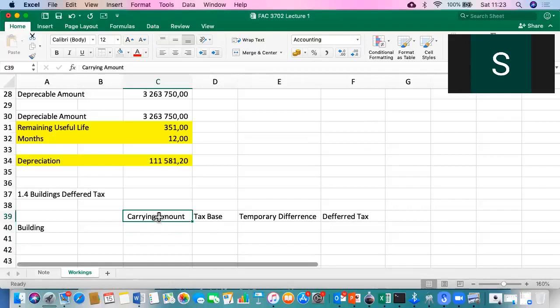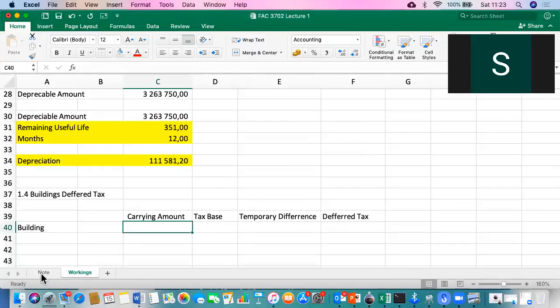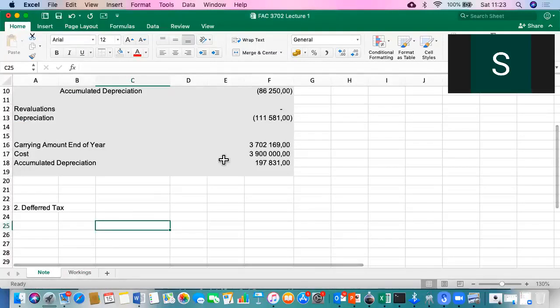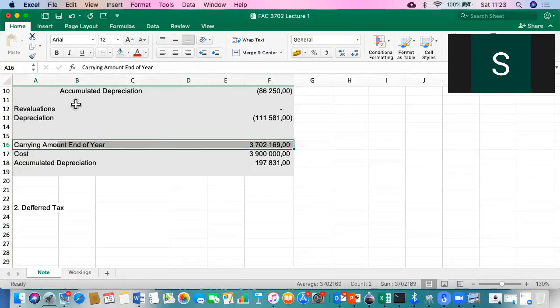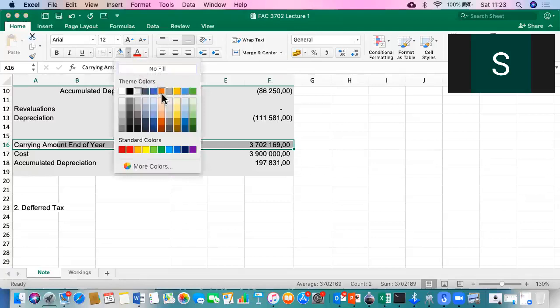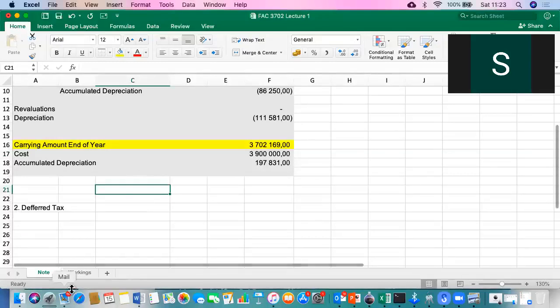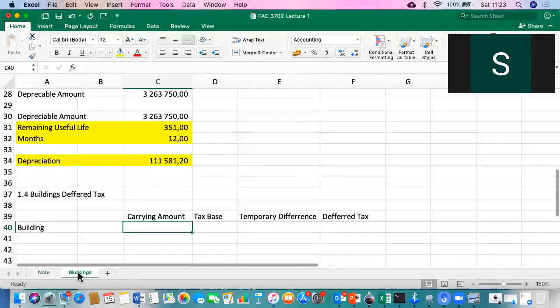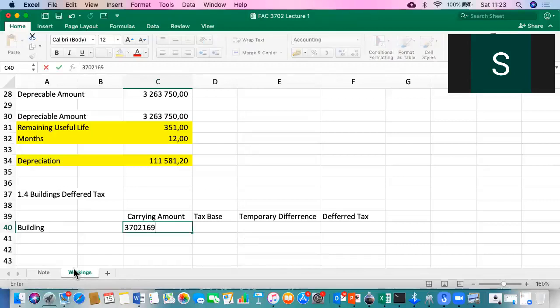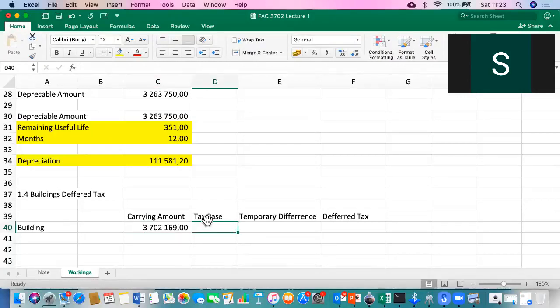Where do we get carrying amount from? Carrying amount is the amount that we calculated for accounting that's in our note. The carrying amount at the end of the year is the 3,702,169. Everyone sees that, right? So carrying amount is straight from your note that you did.